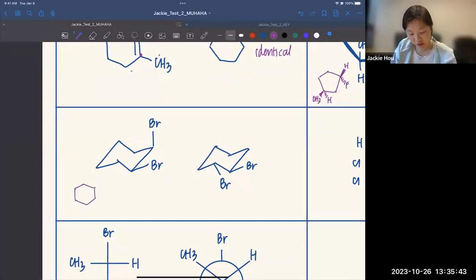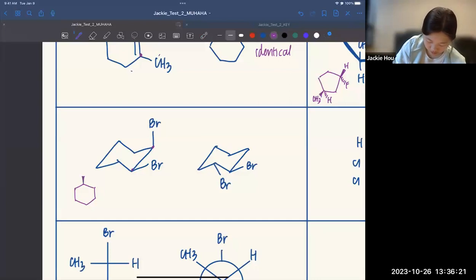Again, for chair conformations, I want to draw them as a planar cyclohexane, and it really doesn't matter where you locate the different groups attached to the carbons, as long as they're relatively located the same. For example, in this case, I have a bromine attached to carbon 1 and a bromine attached to carbon 2. I can put it here and here, or here and here, whatever is fine. Just make sure the number of carbons in between them is the same. If I had a bromine over here and a bromine over here, I want to make sure there's one carbon in between them.